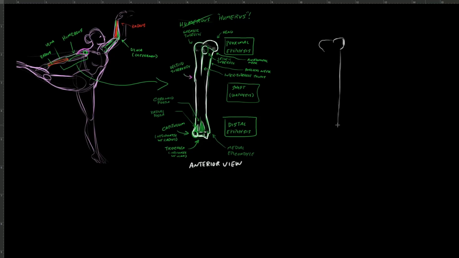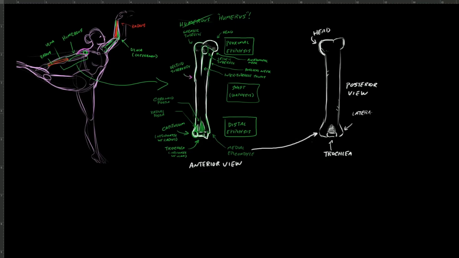Now let's switch to a posterior view in order to get just a couple more features. So this is still a right humerus, but we flipped it around backwards, so now the head's on the opposite side. And down at the distal epiphysis, you can see the trochlea, that kind of cylinder-shaped portion. Again, we have the medial epicondyle, but in the posterior view you can also see the lateral epicondyle, which is kind of hidden by the capitulum in the other view.